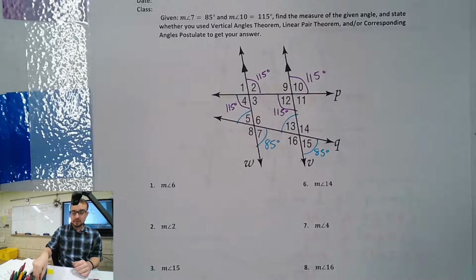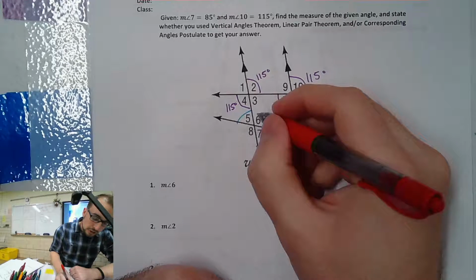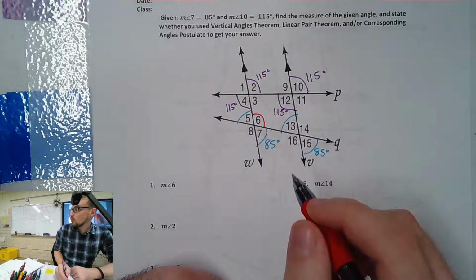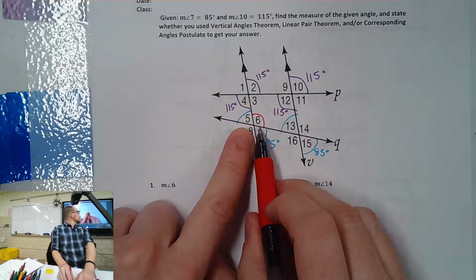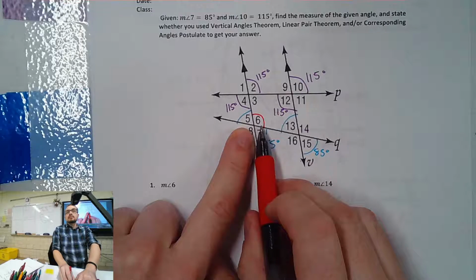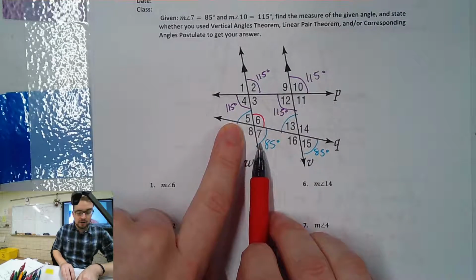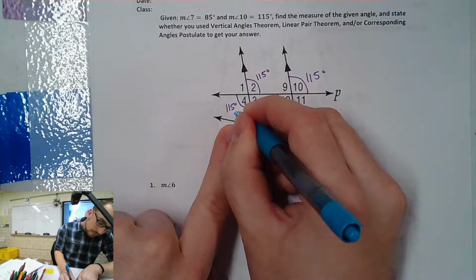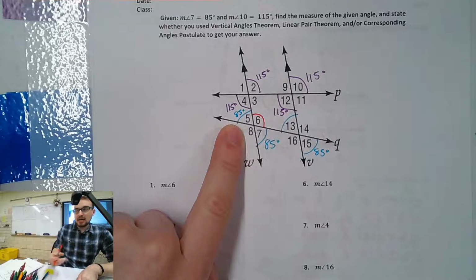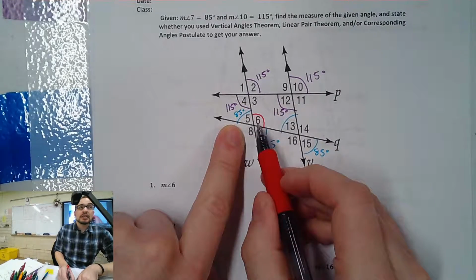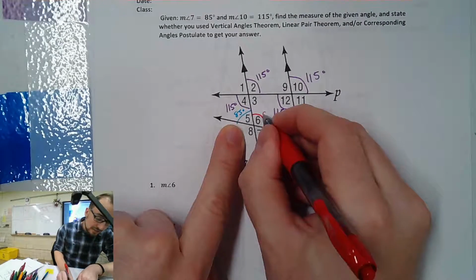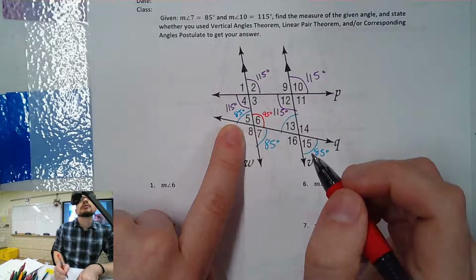Now what about the other angles? Well, we know 6 and 5 have what relationship? They're supplementary by the linear pair theorem, right? So if 5 is the same thing as 7, it's 85, right? Well, if that's 85, how much is left over for angle 6? 95, because they have to add up to 180. You dig?